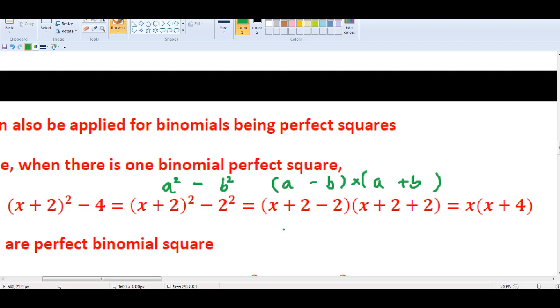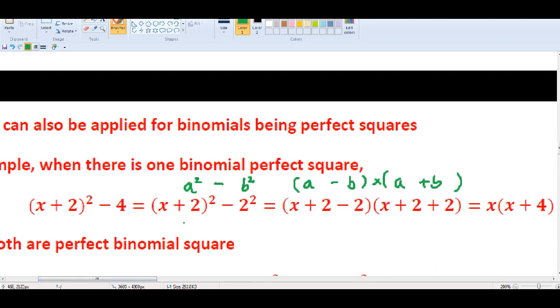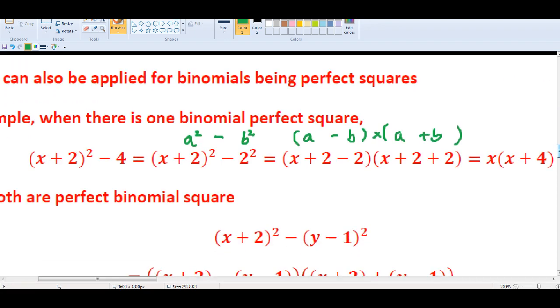Of course you can simplify them. For the first part, x plus 2 minus 2, that means x. For the second part, x plus 2 plus 2, that means x plus 4. So the final answer will be x times (x + 4). So you see how it works. Even if there's a bracket of square, you could just again use that rule. Just treat it like a squared minus b squared.